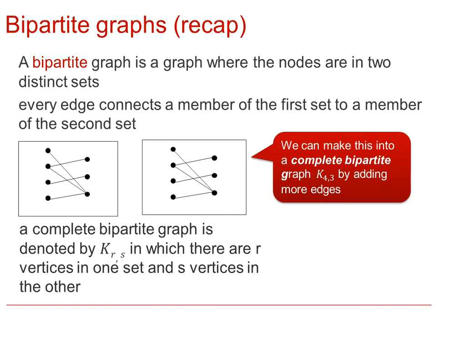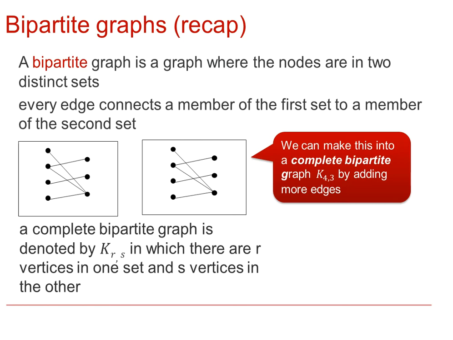In previous series we've introduced bipartite graphs. So they are graphs where the nodes are in two distinct sets, noting that there are no arcs between any members of the same set. So every edge then connects a member of the first set to a member of the second set. Here is an example in the diagram below.